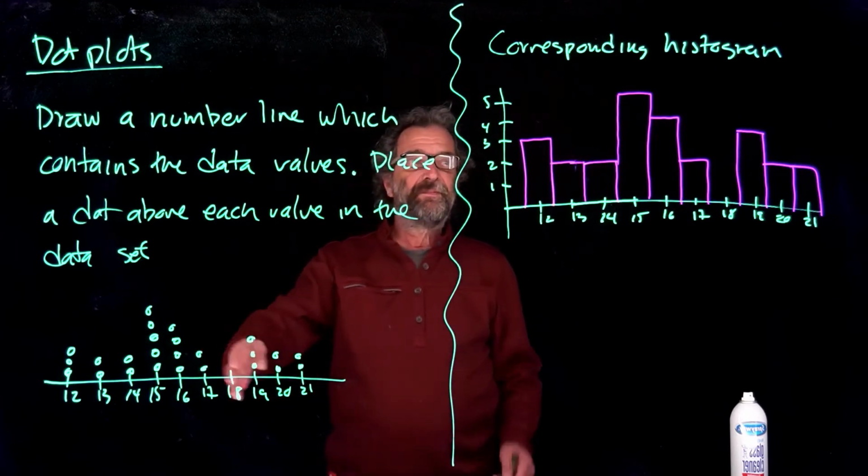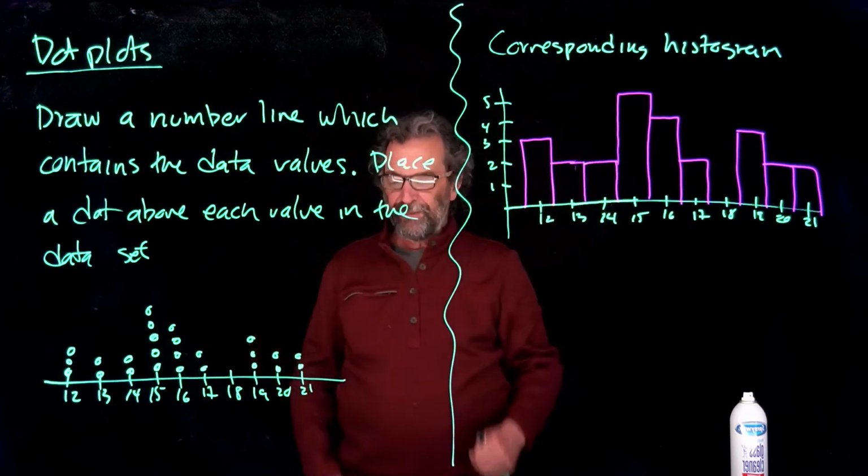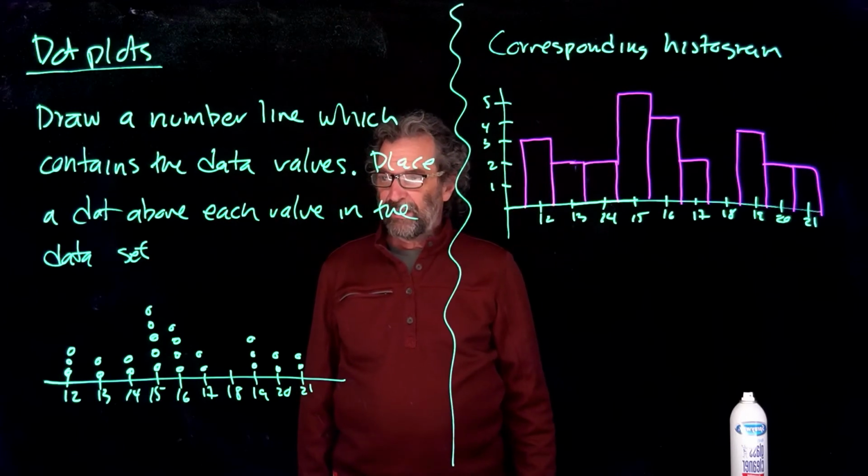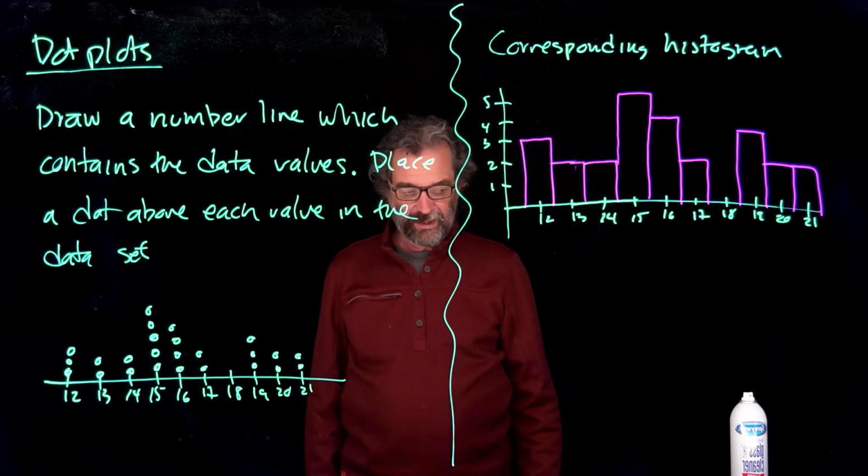Here's a dot plot. There's a histogram going along with our sleep data. And then we're going to look at a few more issues with histograms coming up next.